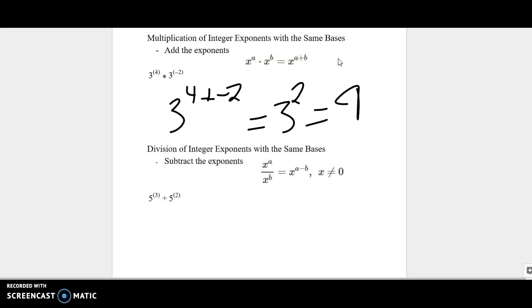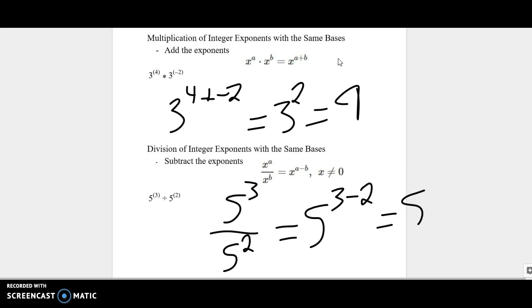So an example of that would be 5 to the third divided by 5 squared. Another way to look at that would be 5 to the third over 5 squared. That's the same thing as 5 to the 3 minus 2, which is 5 to the 1, which equals 5. So again, when you're doing multiplication of integer exponents with the same bases, you can add those two exponents together.